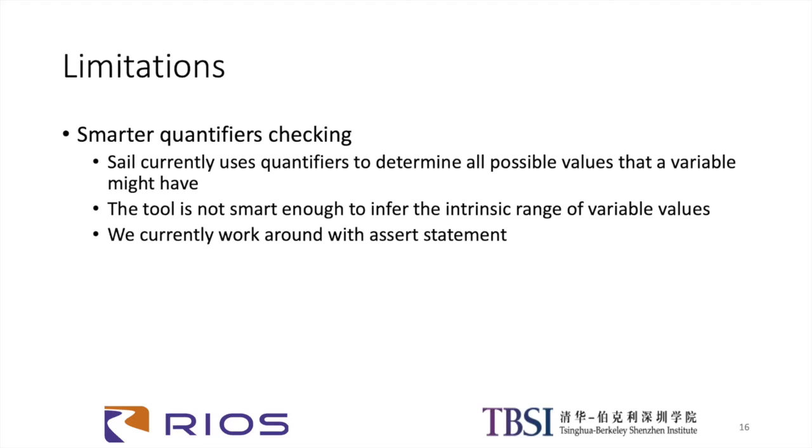Next, we would like to see if the quantifier checking could be enhanced. Sail currently uses quantifiers to determine all possible values that a variable might have. The tool right now is not smart enough to infer the intrinsic range of variable values in certain scenarios. We figured out a workaround by using a constraint statement, but there might be a better solution.